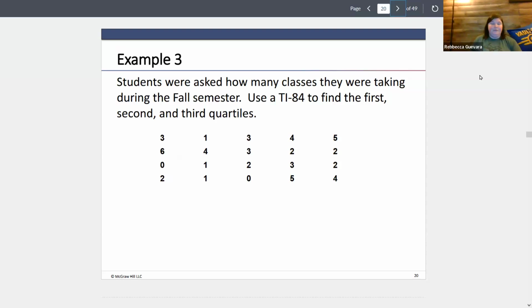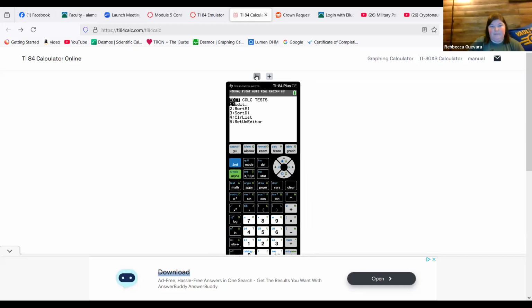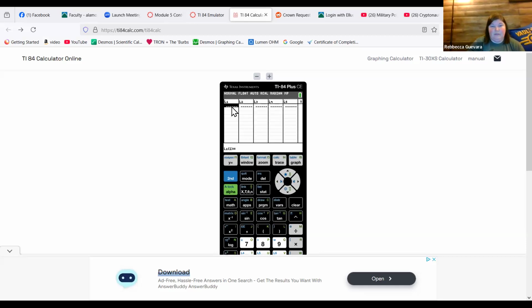Okay, so if you can, take a moment and plug this data into your list and do your one var stats and figure out what your first, second, and third quartiles are. All right, so as a reminder, you go to stats here and you go to edit. You get that first list. So in there, you're going to enter in your data.